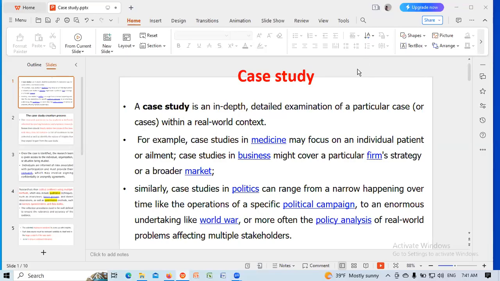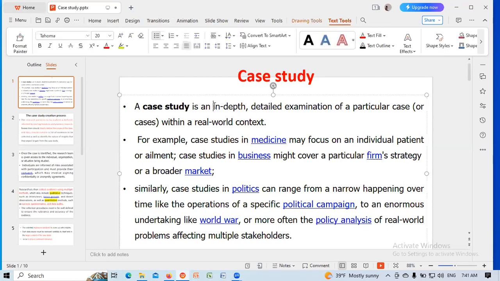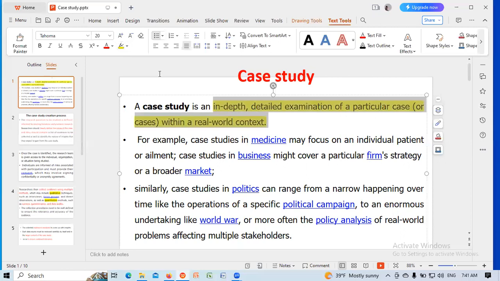Good morning. Now I've been discussing the case study. A case study is an in-depth, detailed examination of a particular case within a real-world context.